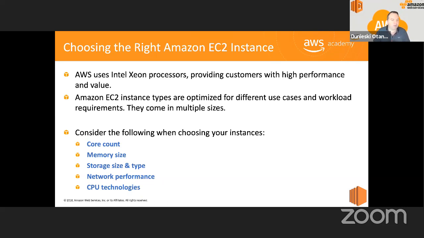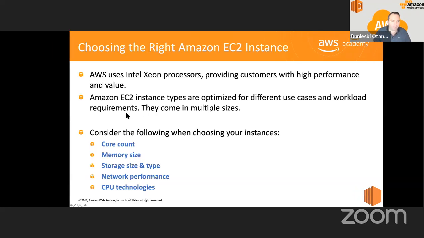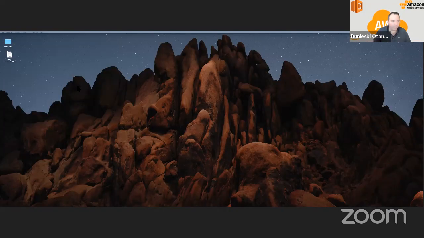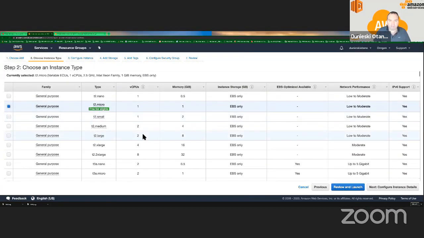Now, these are 5 considerations that you should take into account when choosing your instance. The core count: how many cores does it have? If it has 9 cores, 18 cores, it's for processing information, okay? At the same time, memory size, how much memory you need. The storage size, how much you're gonna store, and the storage type. Network performance, what you're gonna use for network, and CPU technologies. So here, when we chose, we can have the CPU as well here.